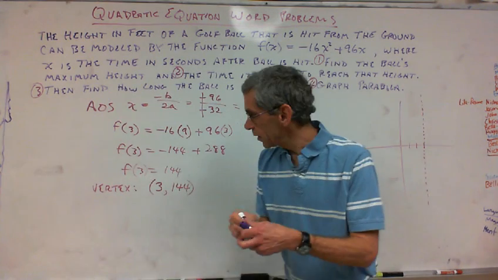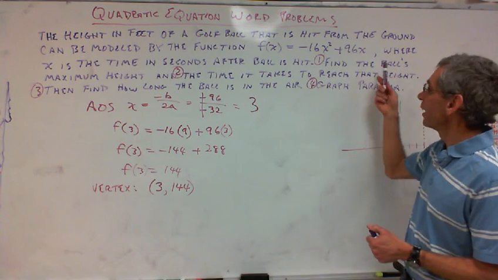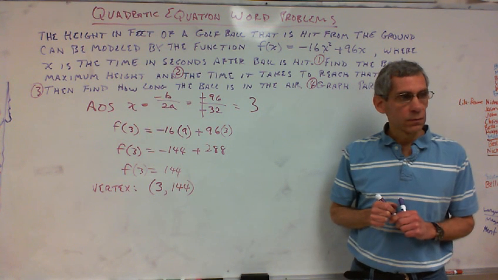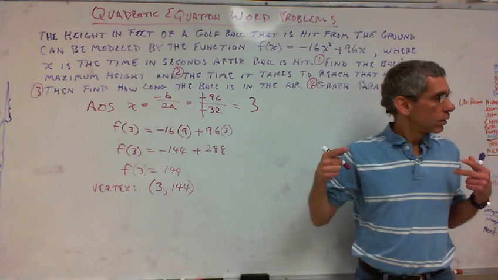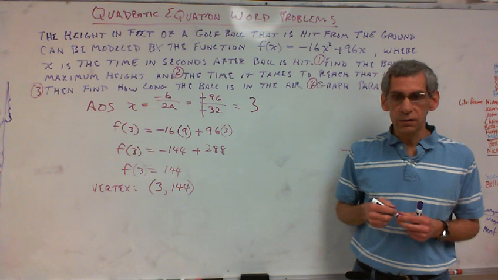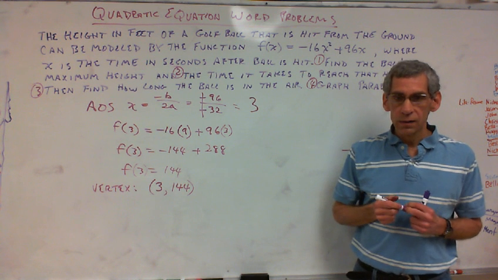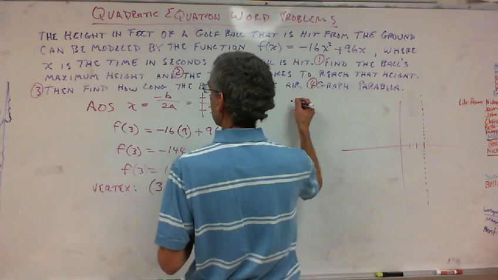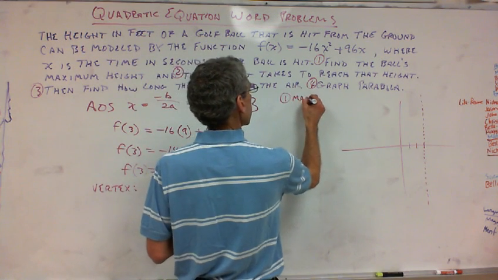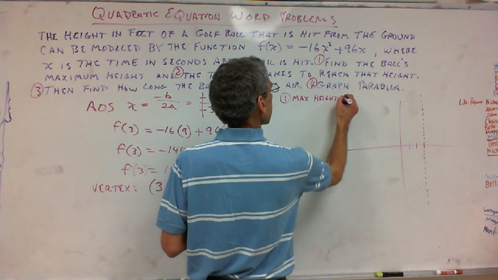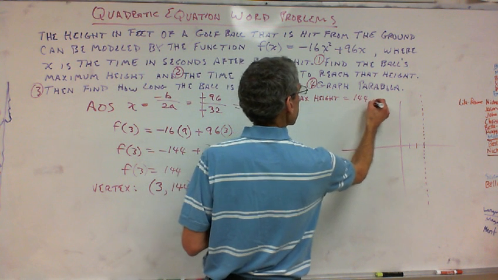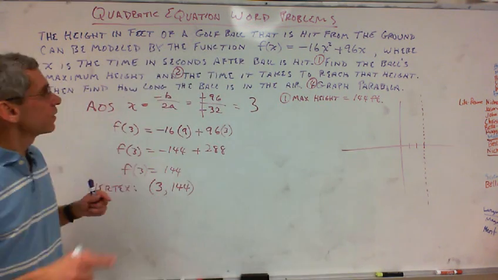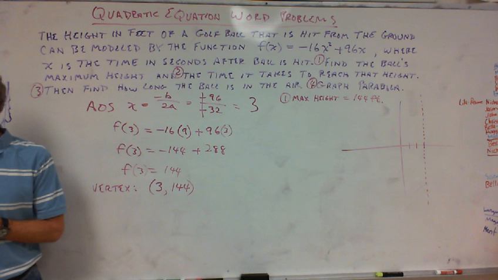So my vertex, so we figured out a vertex. So did we answer the first question? Find the ball's maximum height. What's the ball's maximum height? 144 inches, meters, seconds, units. Feet. Yeah. Right. So our first part, we did number 1. Maximum height equals 144 feet. Okay? Now we got to go to 2. Find the time it takes to reach that height.